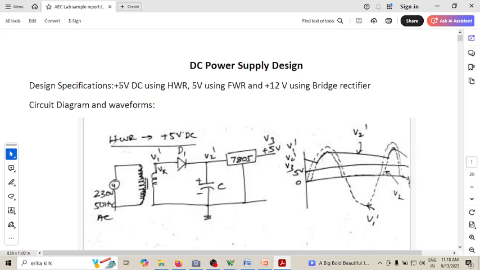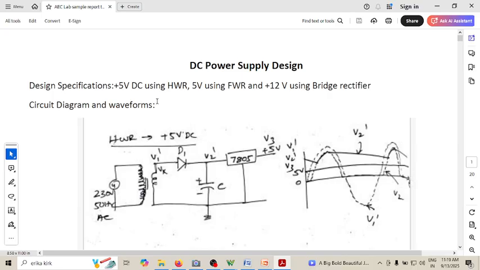We want to realize plus 5 volt DC, minus 5 volt DC, and plus 12 volt DC using different rectifier circuits. And of course, we are going to use the corresponding regulators to get the plus 5 volt, minus 5 volt, and plus 12 volt.